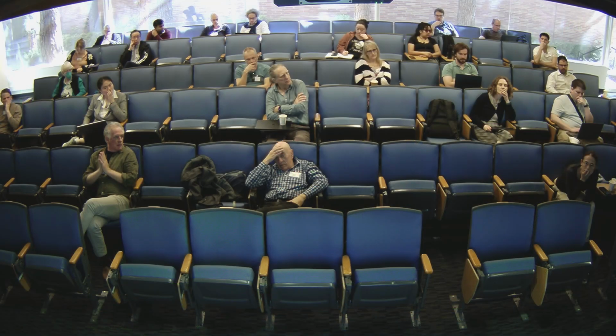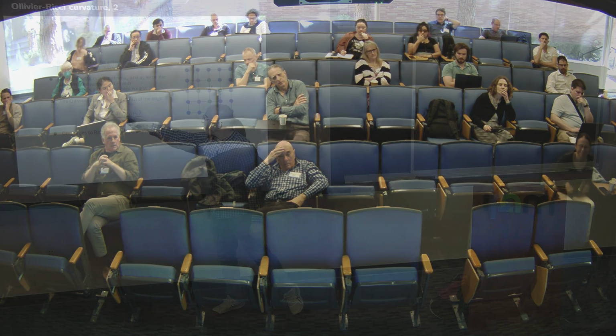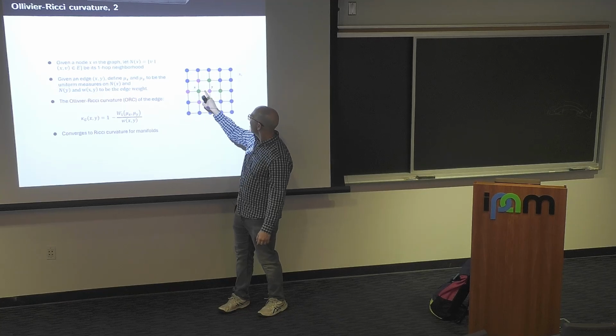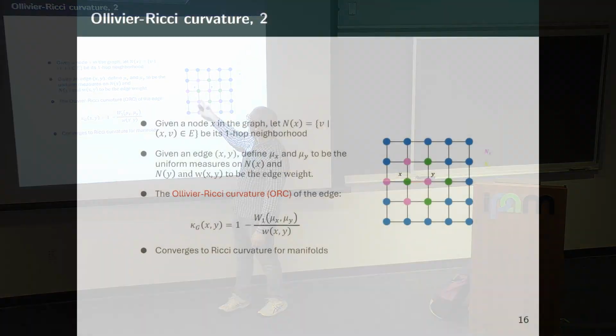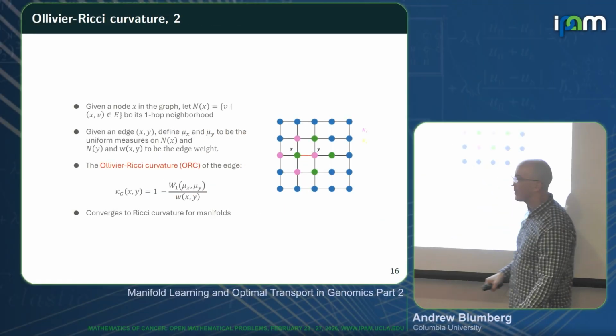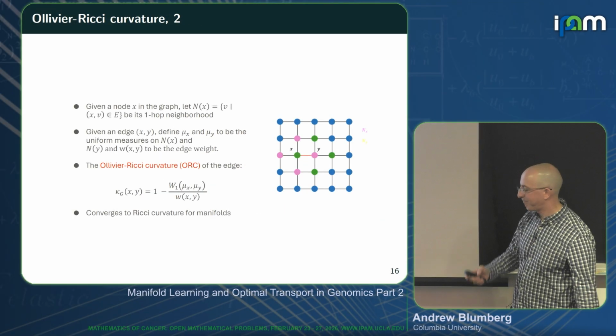Just say what mu x and mu y are without us having to read it. Oh yeah, mu x and mu y, I'm sorry, those are the uniform measures. So you're looking at an edge, and I take x, and now I take all the things that are connected to x, and I take the uniform measure on those. And I take all the things that are connected to y by a single edge, and I take the uniform measure on those, and then I take the Wasserstein distance between them. Okay, so it's a measure of some kind of asymmetry. Exactly.